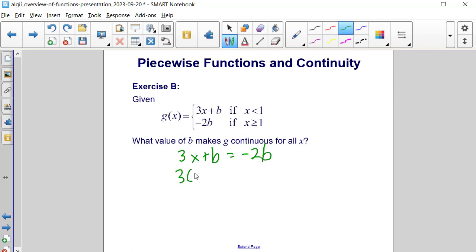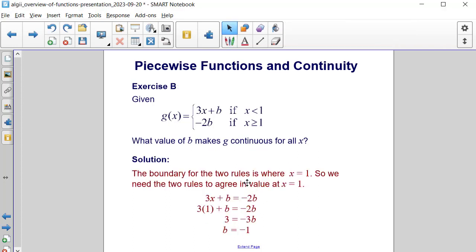So we're going to have 3 times 1 plus b is equal to -2b. 3 times 1 is 3, and we can subtract b from both sides to give us -3 times b. And if we divide both sides by -3, our b value is going to be -1. And here's the solution. Again, we do set them equal to one another and substitute x equals 1 in for x and solve for b. And the solution is the same solution that we found, that b is equal to -1.